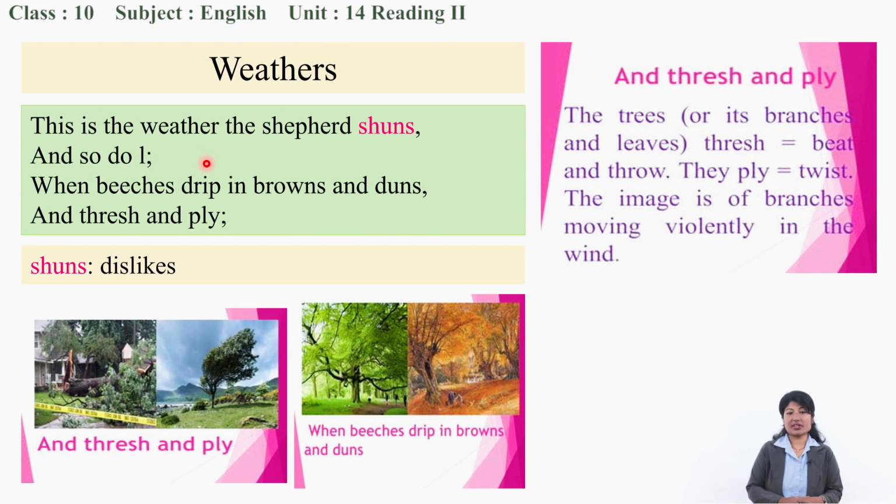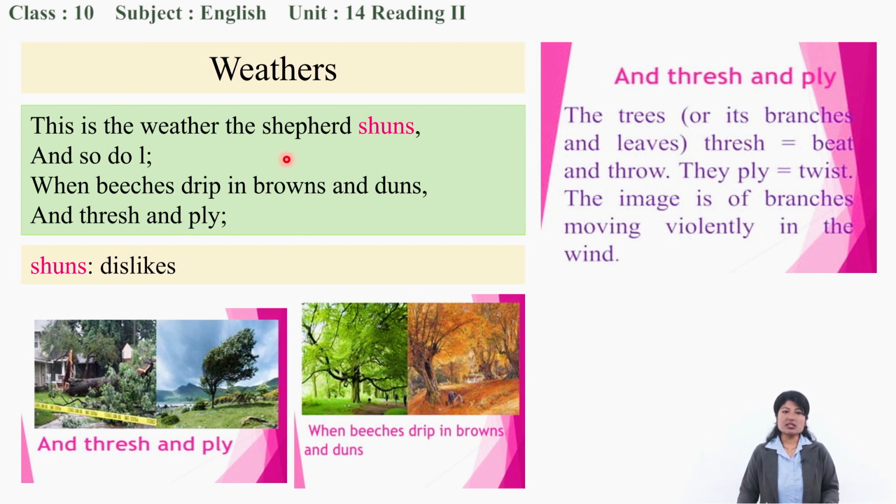Now the next stanza. The second stanza starts from here. This is the weather the shepherd shuns, and so do I. So what kind of season is the poet talking about next? Which is disliked. Shuns means dislikes. Disliked by the shepherd. The shepherd, the one who takes sheep and other animals for grazing, doesn't like this season. Why do you think?